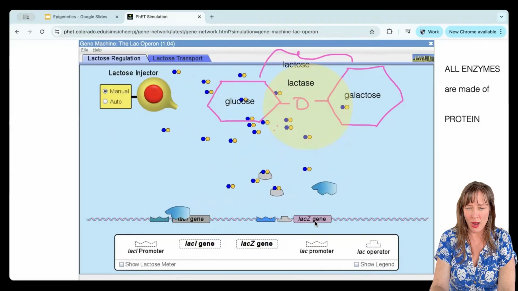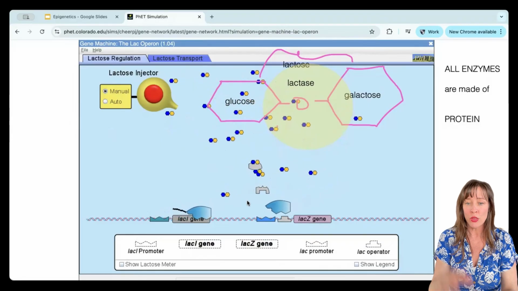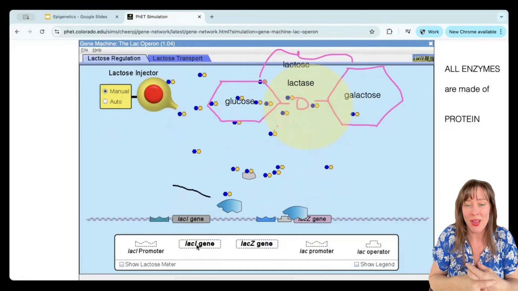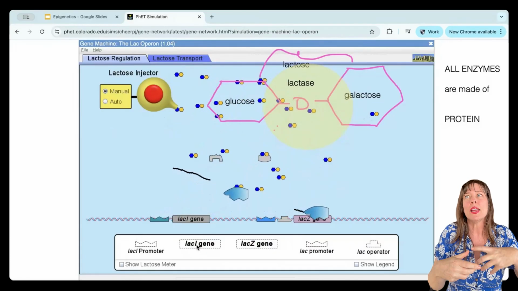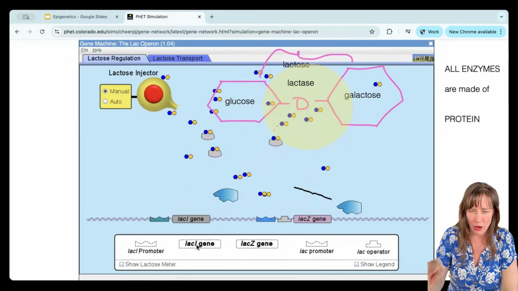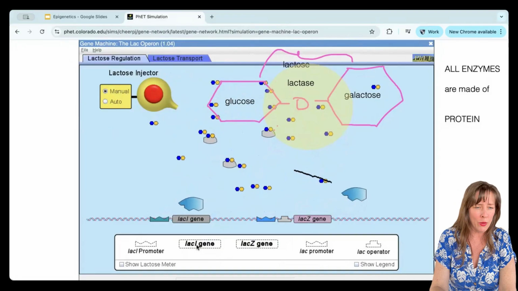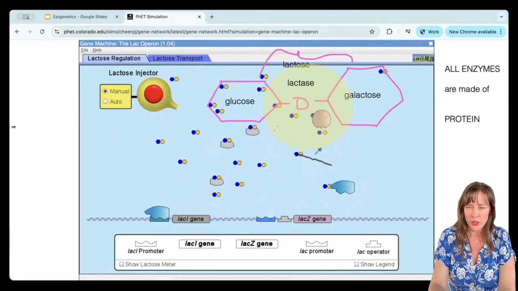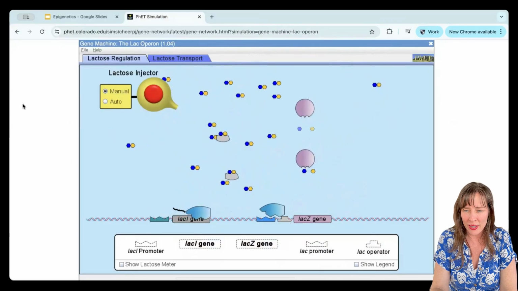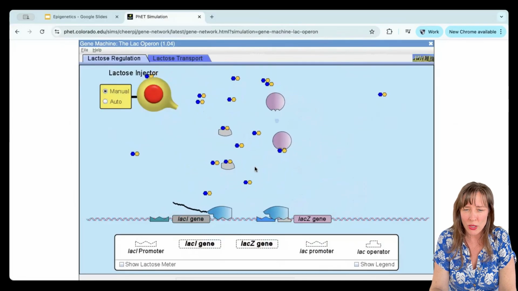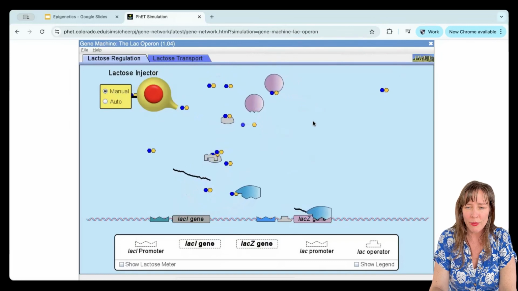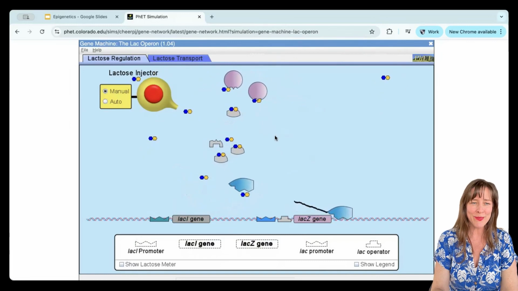So I'm making more of my LacI genes. Those are the ones that will block at the operator, but they're also the chemical that brings in the lactose. You see the lactose is all bound up like this. And now I am going to make my enzyme. This purple right here is the lactase enzyme, and you see that lactase enzyme is breaking apart those lactoses. See, I've got separate glucoses now, separate glucose coming in. Hope that makes sense.